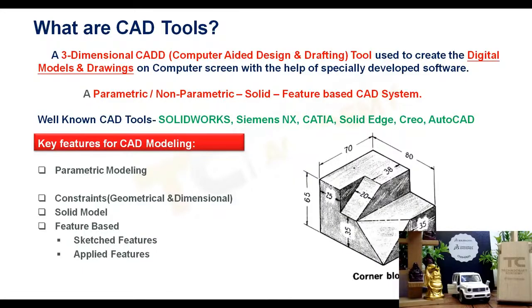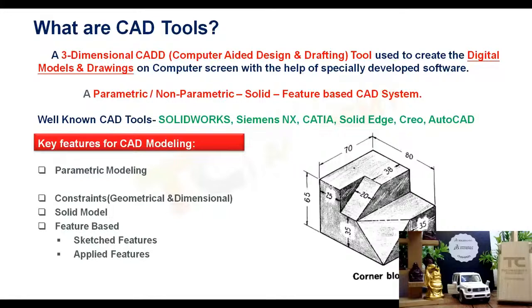So if you consider AutoCAD, there you cannot change the dimensions. Yeah. So for example, if you consider the parametric modeling tools, you can give examples like SolidWorks, Siemens NX, CATIA, Solid Edge, and CREO. These all are the parametric modeling tools.